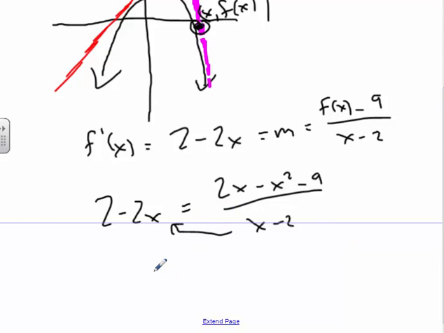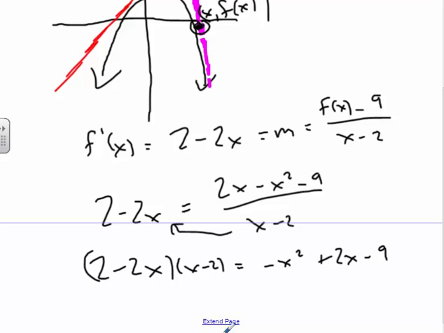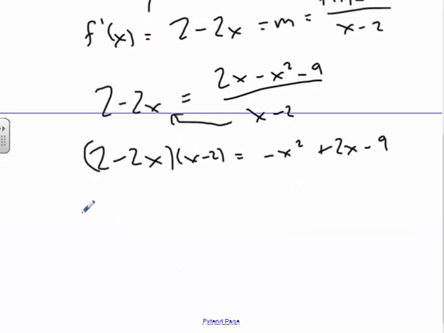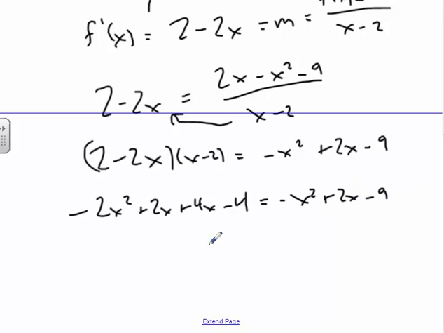So now I'm going to multiply this up here. It's going to give me 2 minus 2x, and then we're going to FOIL in the x minus 2. And then I'm just going to change the order up. I'm going to make this minus x squared plus 2x minus 9. If I distribute this, you're going to get a negative 2x squared, you're going to get a 2x, you're going to get a plus 4x, and you're going to get a minus 4. And that'll equal negative x squared plus 2x minus 9.